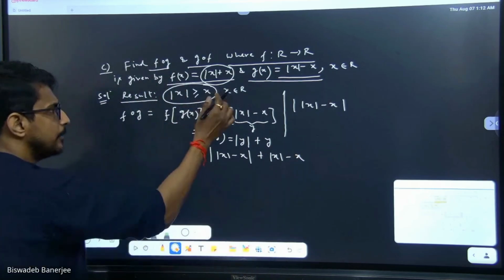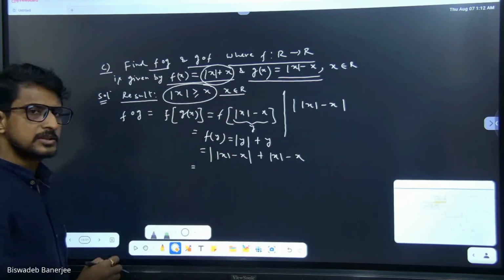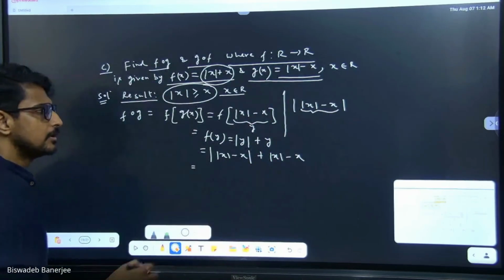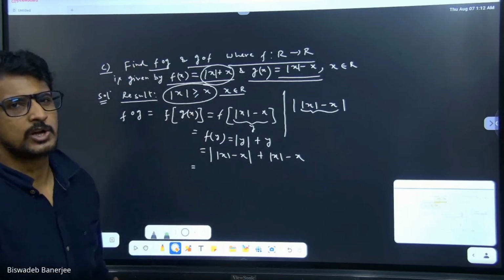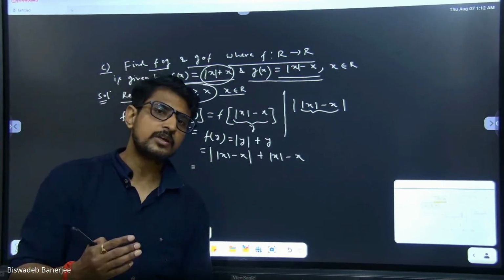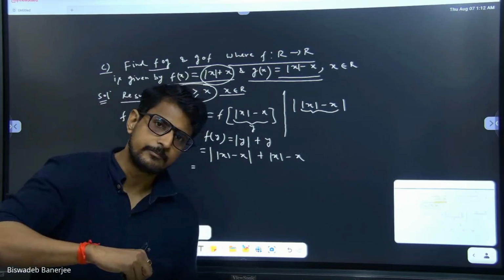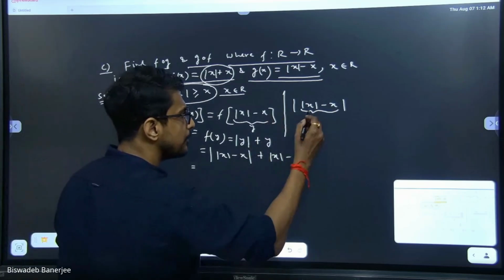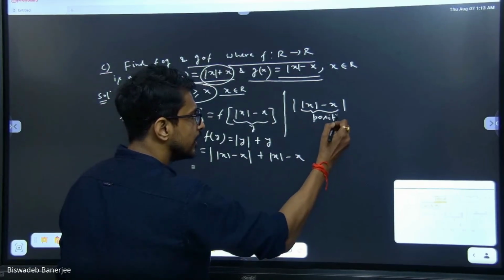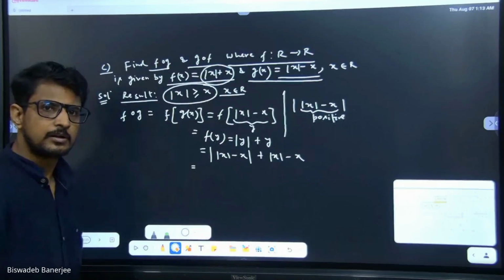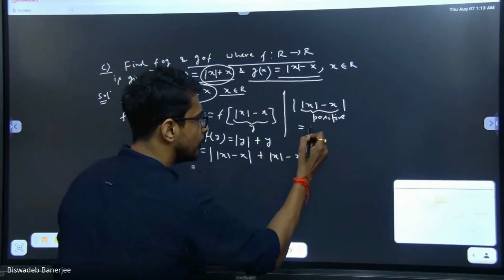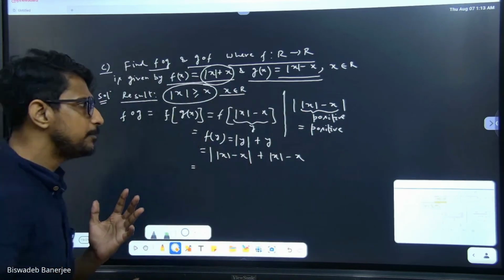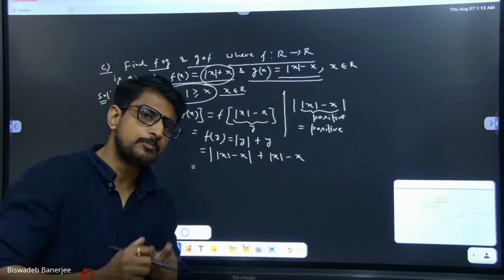Now we know whatever the value of x, |x| is greater than or equal to x. That means |x| - x is a positive number, because |x| is always greater than or equal to x. This is a very basic property. That means this difference is a positive number. And we know the mod of any positive number is equal to that positive number.